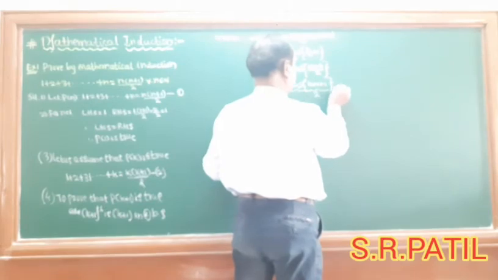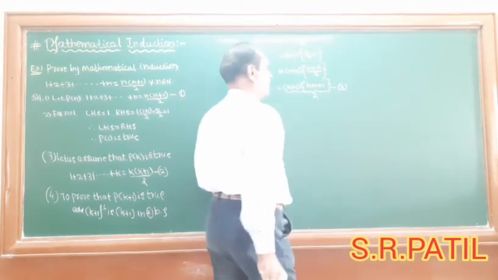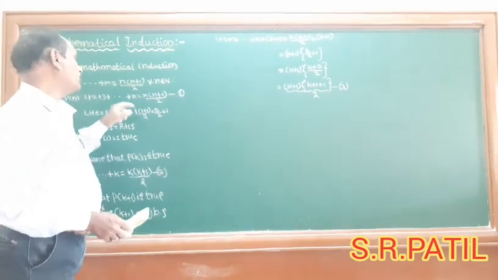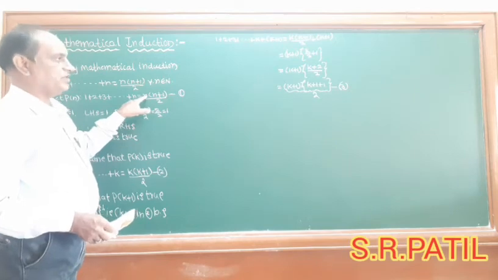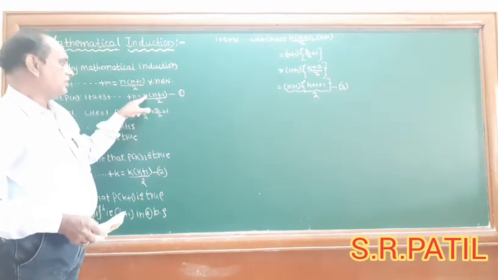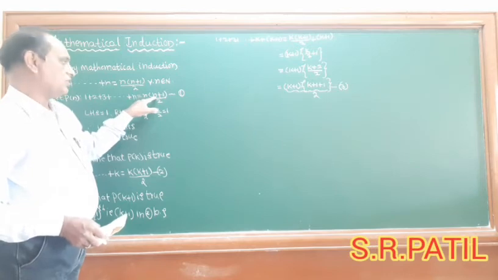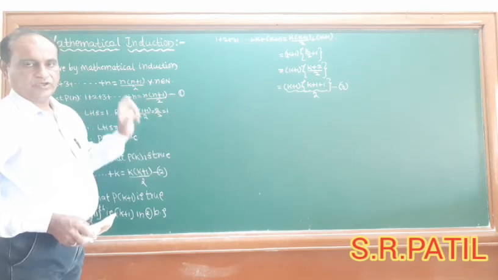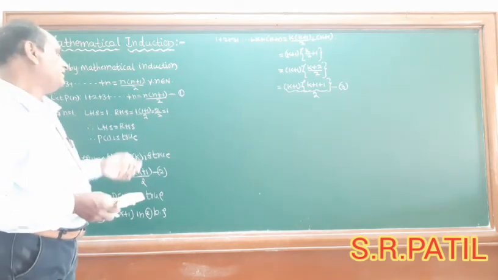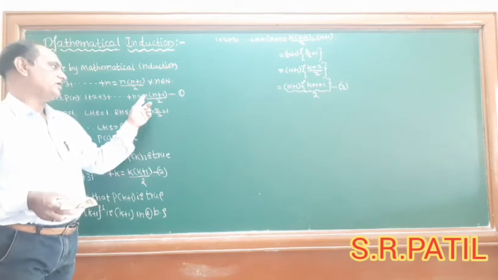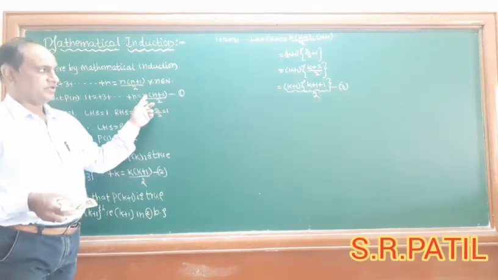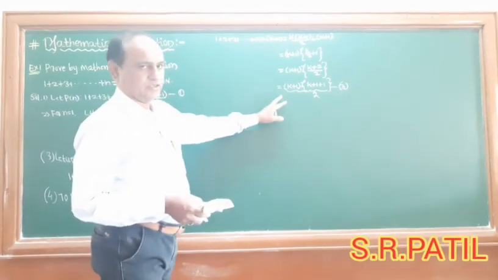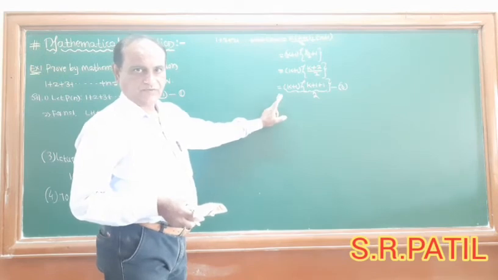So this is equation number 3. Now comparison: equation number 1 and equation number 3 are the comparison model. In equation number 1, replace n by k plus 1, then we get (k+1)(k+2) divided by 2.